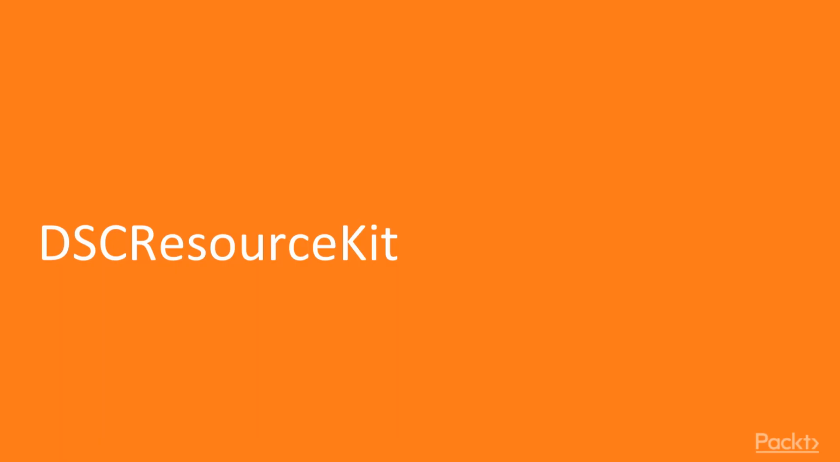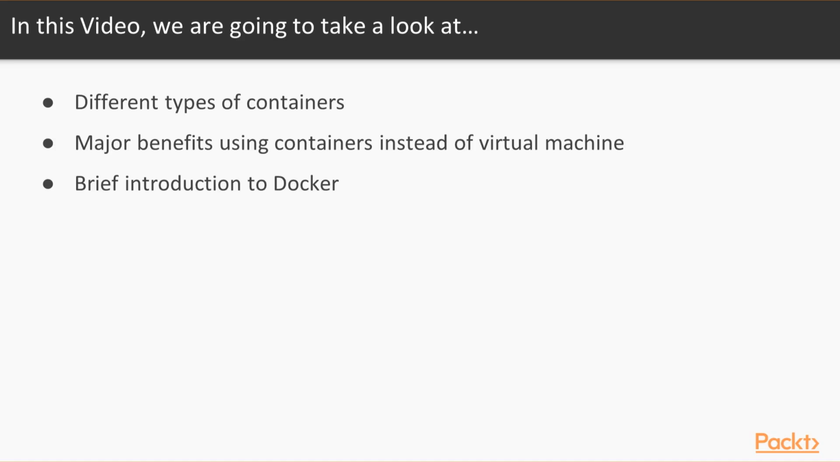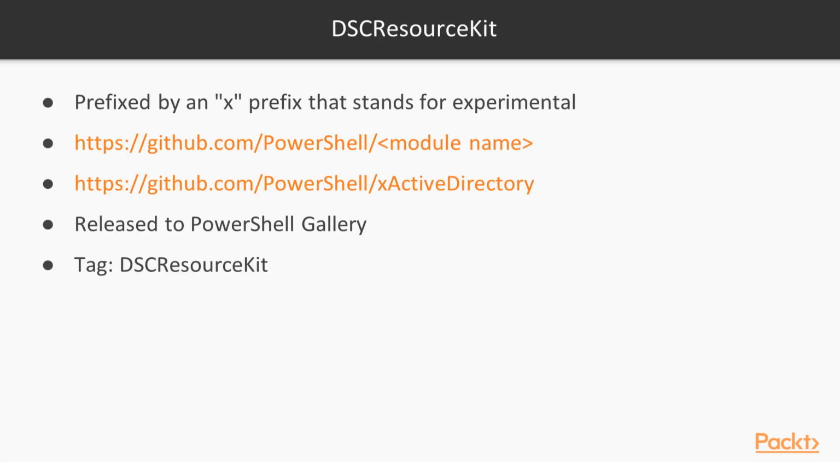The DSC Resource Kit is a collection of experimental DSC resources released by the PowerShell team designed to help you get started with DSC. In this video, you will learn how to use the PowerShell package management commandlets to find and install modules from the PowerShell gallery and make use of these in the DSC configurations. These resources allow you to configure Active Directory, SQL Server, IIS, Hyper-V, and many more.